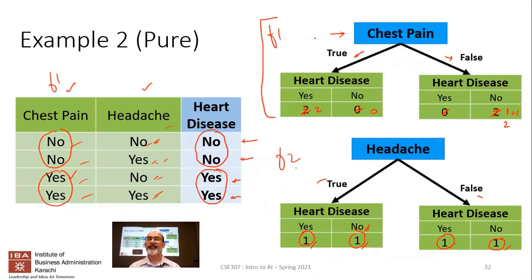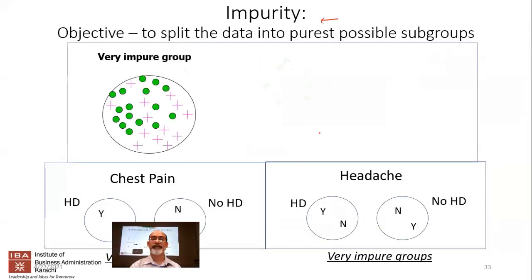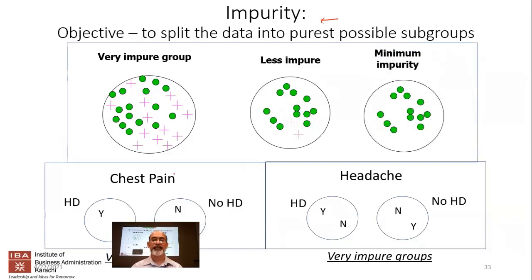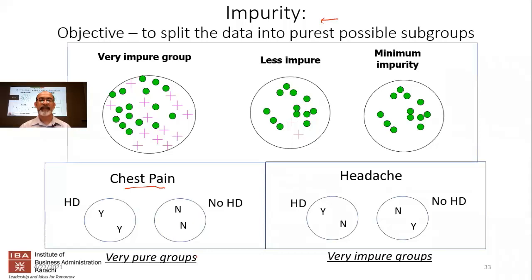Okay, and that's why if you have chest pain, then you have heart disease. If you don't have chest pain, then you don't have heart disease. It's very pure data. So basically, purity can be measured as follows. If you look at the chest pain case, it's very pure groups. The subgroups that we've made are very pure. If you have chest pain, then you have heart disease. If you don't have chest pain, you don't have heart disease, right? Very pure.